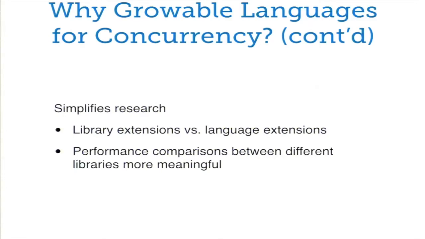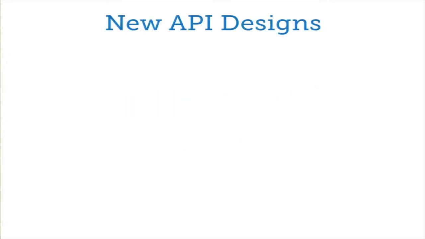But just to mention some other advantages, growable languages can simplify research. They can be a really nice research platform because developing a library extension is much less effort than developing a language extension. Performance comparisons can be much more meaningful because we can vary the differences in a more fine-grained way, and we can evaluate new ideas on real code. Okay, but now let's focus on tools.